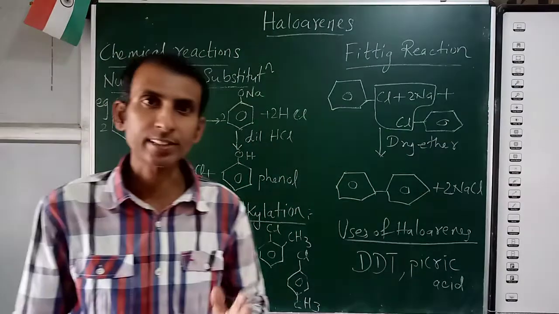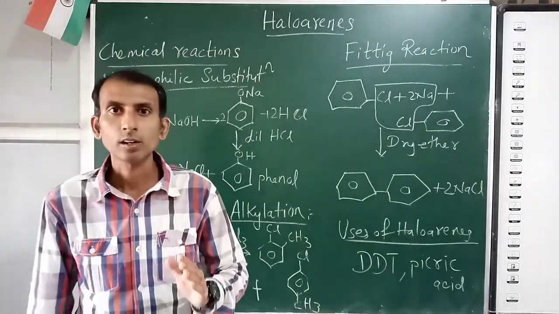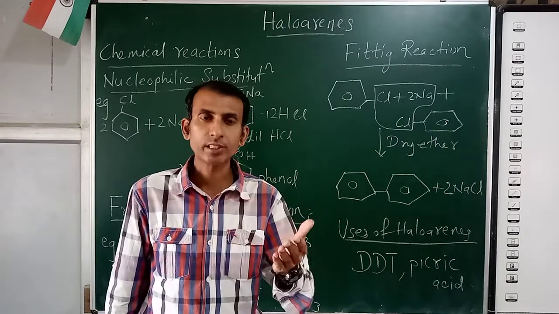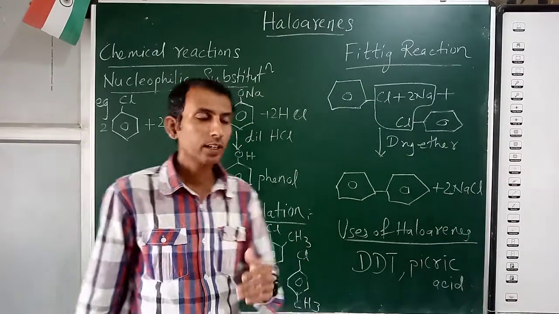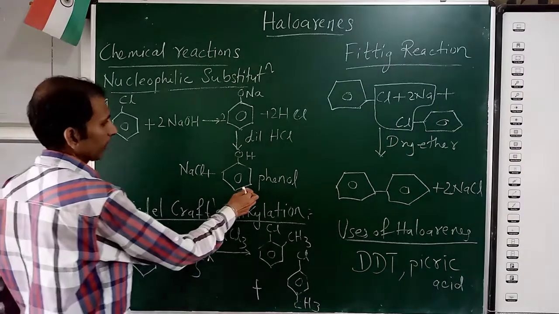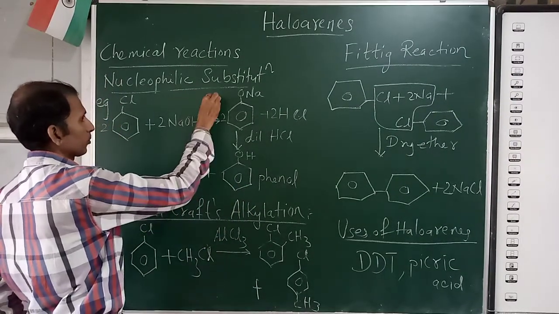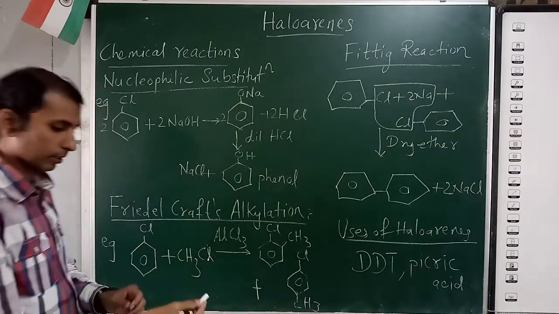So in this reaction, chlorine, which is a weaker nucleophile, is substituted by OH, which is a stronger nucleophile, and we get the final product phenol. That's why it is an example of nucleophilic substitution reaction.